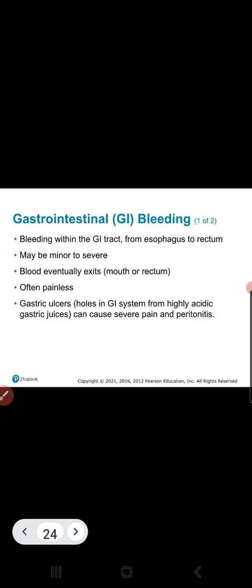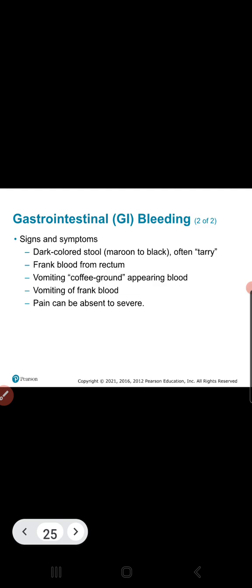All right, gastrointestinal bleed, also known as a GI bleed. So bleeding within the GI tract from esophagus to rectum, so that whole entire space, anywhere you're bleeding is considered a GI bleed. May be minor to severe. The blood eventually exits either out of the mouth or rectum. It is often painless. And gastric ulcers, which are holes in the GI system from highly acidic gastric juices, can cause severe pain and peritonitis. So if you are ever on a call with a GI bleed, you will know.